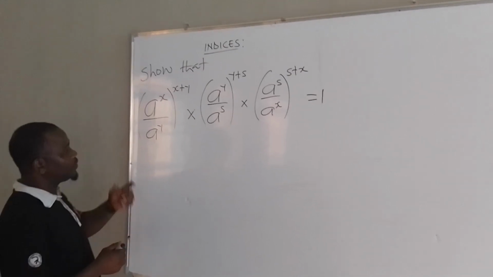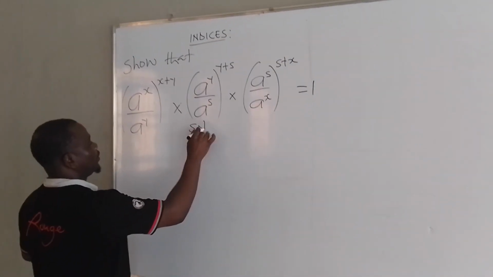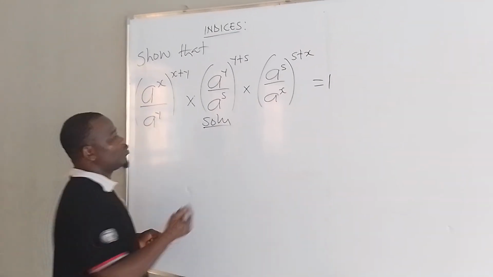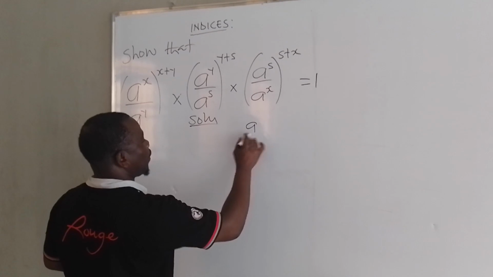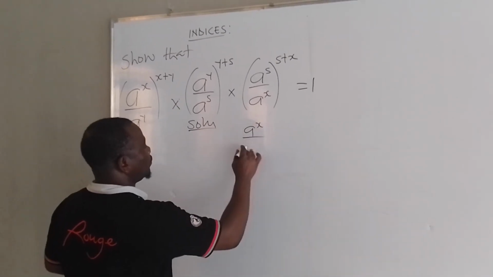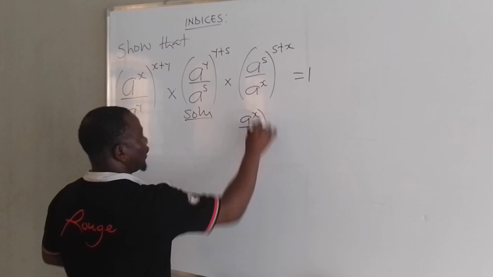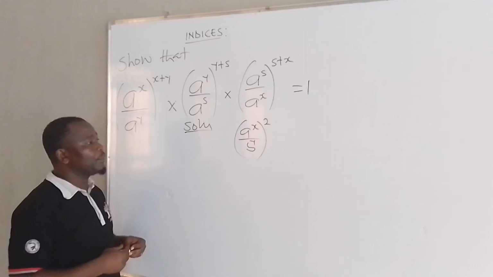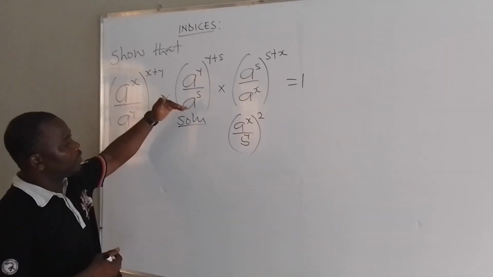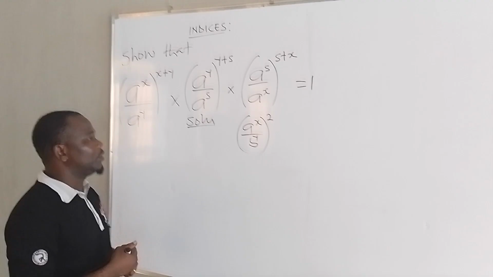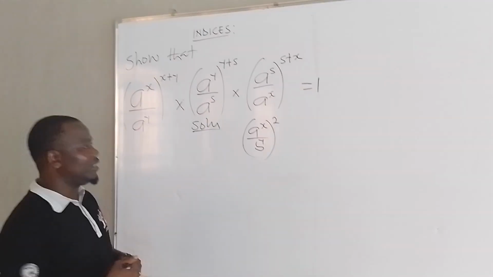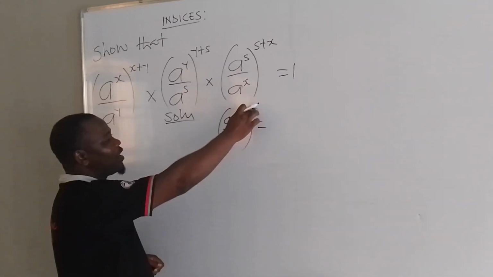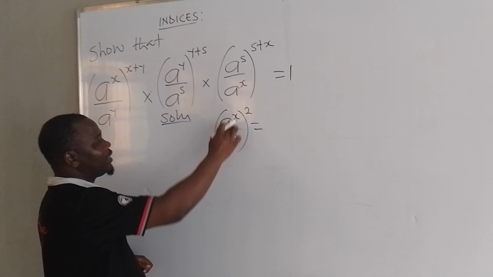Before I solve this, let me just open your eyes to know something. Assuming we have a raised to the powers of x all over b raised to the powers of y, then all over raised to the power 2. Please take notes. Is that clear? That is why I'm introducing this one, so that you will not find it difficult. This power affects both the denominator and the numerator.